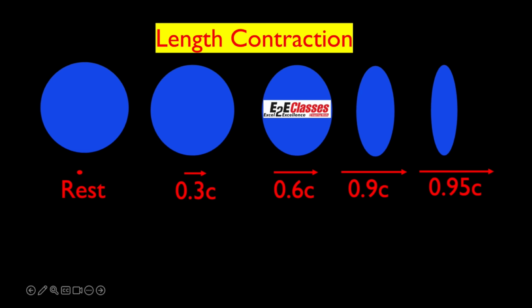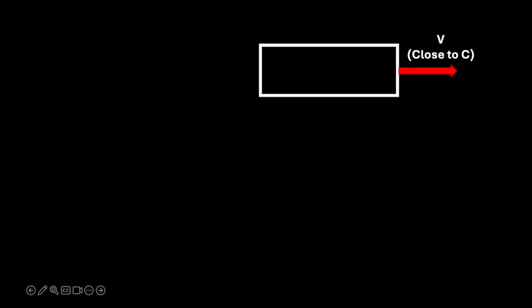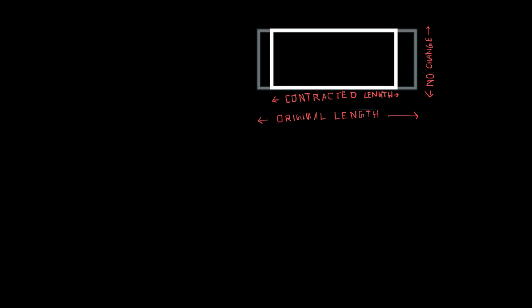It tells us how objects appear shorter in the direction they are moving, but only if they are traveling at speeds close to the speed of light. Imagine driving a car at an incredibly fast speed, so fast that you're nearing the speed of light. According to length contraction, your car would appear shorter to someone watching from the roadside.